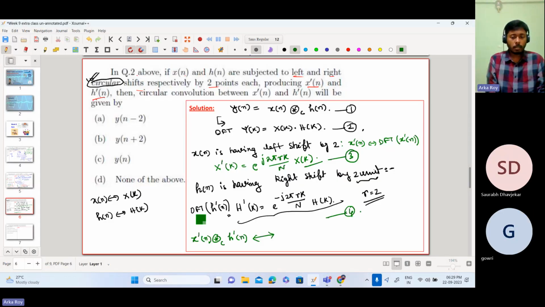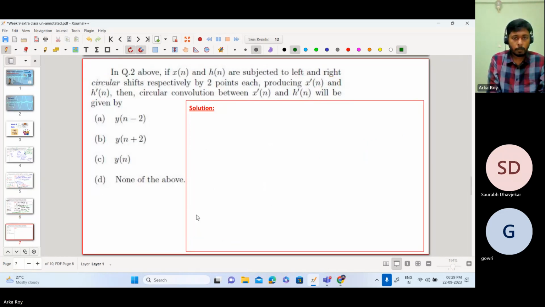So given this particular representation, if I just take the DFT, in the context of DFT we know that if there is circular convolution in the time domain, then in the DFT domain there will be a multiplication. So let me call it y[n] equals this. So y'[k] will be equal to x'[k] multiplied with h'[k].